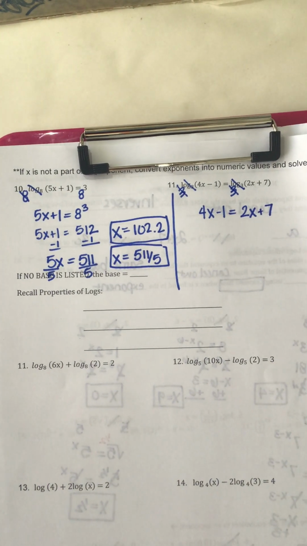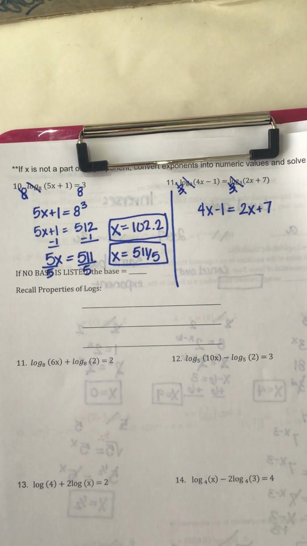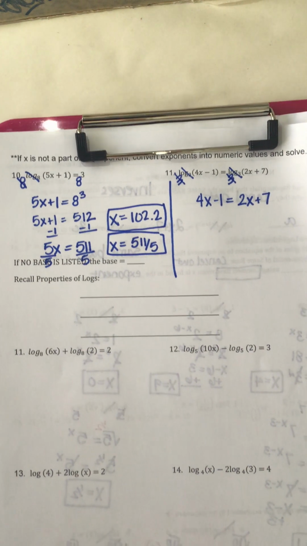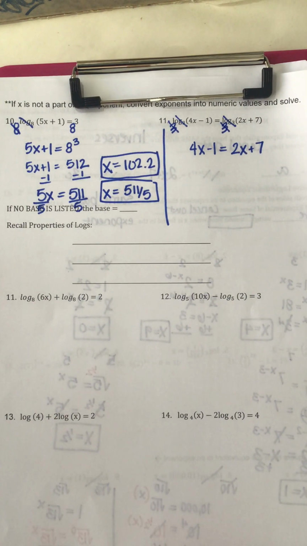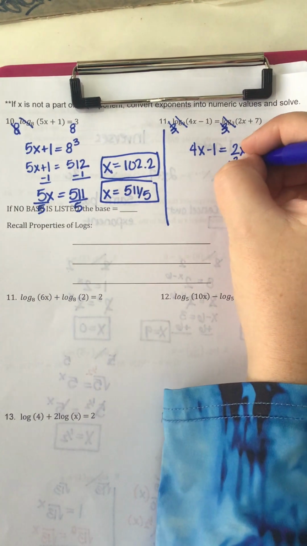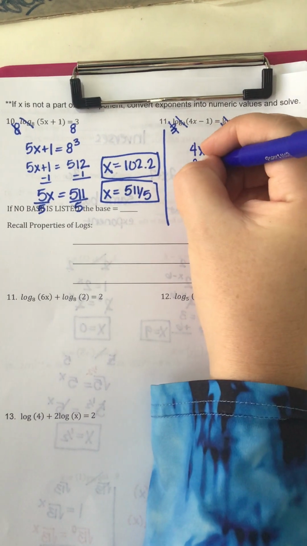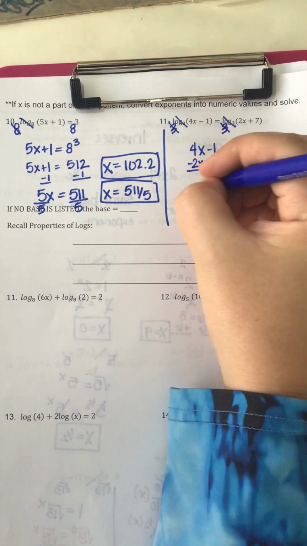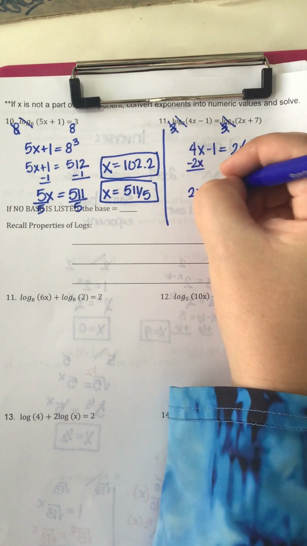Okay, so if you end up with logs on both sides, that's actually nice because when you cross it out on the left, all of a sudden the other side crosses out too. Okay, how would I continue to solve that? I have x's on both sides. Subtract the 2x. Now you also could subtract the 4x, but I'm going to move them to the left. So 4x take away 2x gives me 2x minus 1.